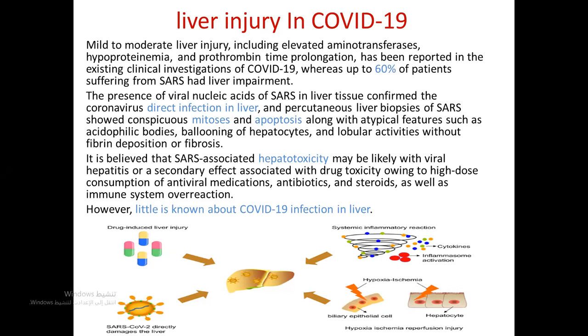يعني سمية الكبد اللي راح يعملها السارس نتيجة راح تعمل لنا فيرال هيباتيتس يعني التهاب الكبد الفيروسي، أو نتيجة تأثير سمية الأدوية اللي راح ناخذها اللي هي مال كورونا فيروس اللي هي الأنتي فيرال أو ستيرويدات as well as immune system overreaction. However, little is known about COVID-19 infection in liver.